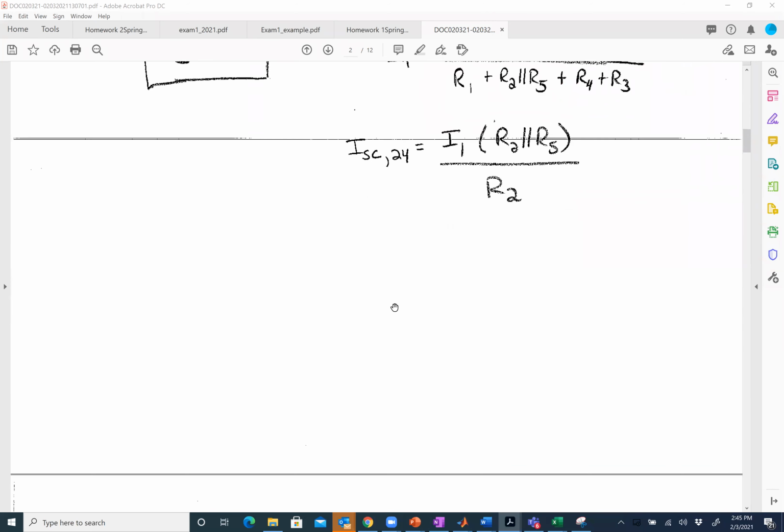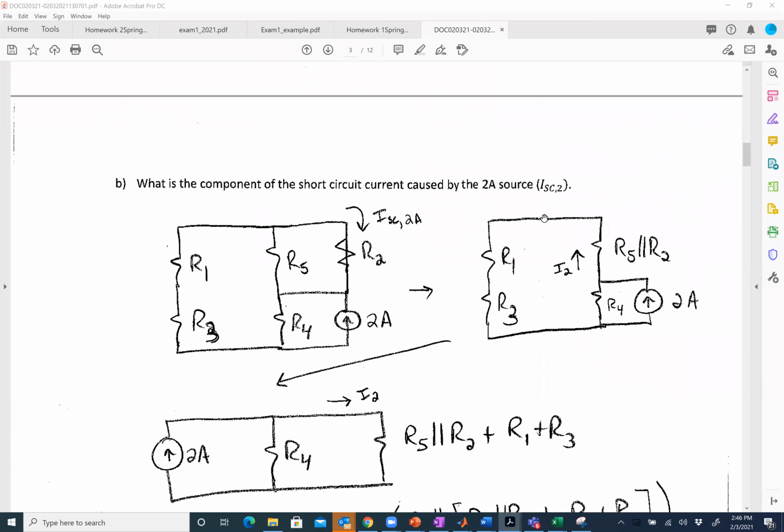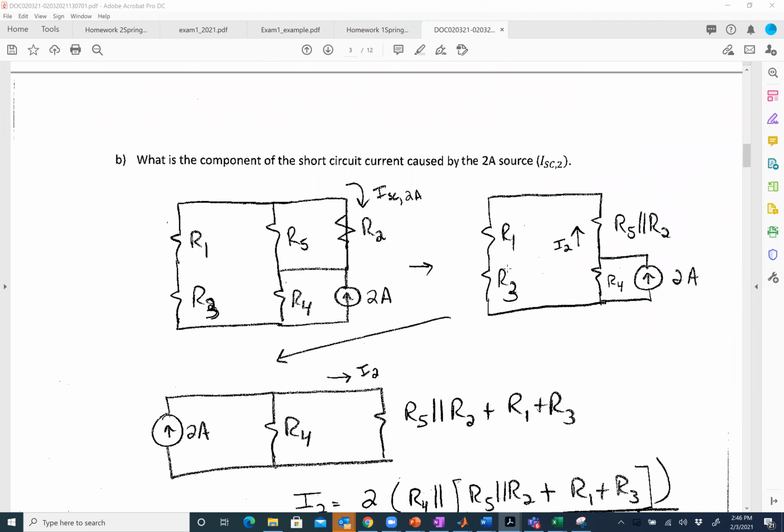All right, and I don't want to spend too much time talking about the test, but I did want to talk about it. Now, the harder one that I made the announcement about during the test, saying, well, okay, you could do this one using mesh. This is a little bit of a trickier one, I think, from the perspective of somebody who's really new to this. But you know, when I ask what's the short circuit current caused by the 2 amp source, right?